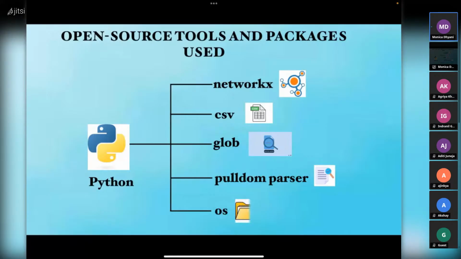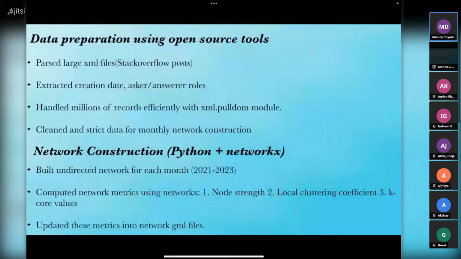And then the os module, again a built-in Python module. This provides functions to interact with the operating system. I used it to automate file path handling and directory navigation, and it led to smooth execution of scripts across different folders. So this is how I used all these packages and libraries.